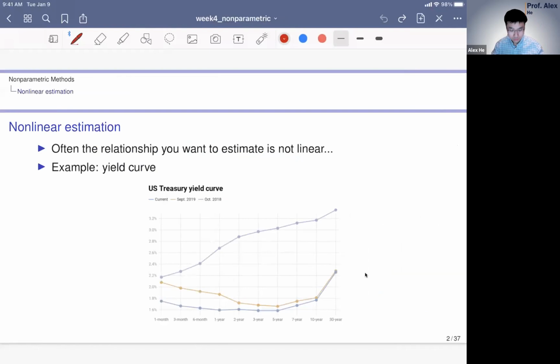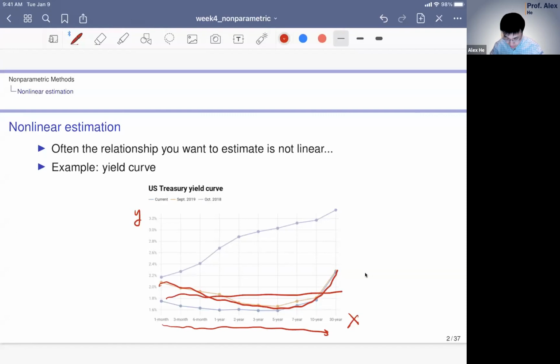So remember, this is the example from the first lecture. When you're looking at the yield curve, which is a function where the y variable is the interest rate and the x variable is the duration, you have the short-term interest rates all the way to the long-term interest rates. And depending on the time you look at this yield curve, it may be nonlinear. So for example, this one here is a nonlinear function. And for that, linear regression would not do a great job, right? Because however you fit it, it will not be a very good fit.